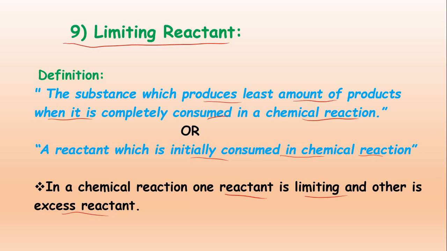In a chemical reaction, suppose this is the chemical reaction, A plus B produces AB. This will be the reactant side and this will be the product side, and these are the two reactants. One will be excess and one will be the limiting reactant, and it will determine the amount of the product.